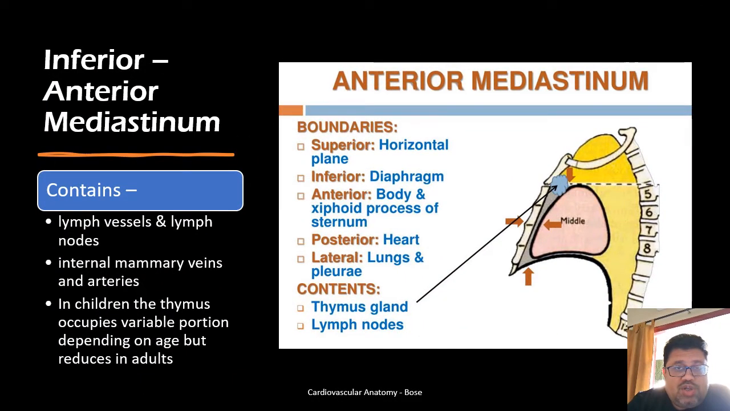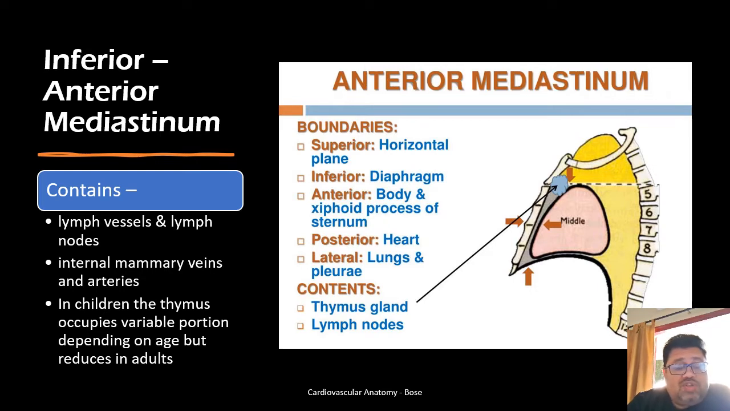As noted earlier, the inferior mediastinum is divided into anterior, middle, and posterior mediastinums. The anterior mediastinum contains lymph vessels and lymph nodes, the internal mammary veins and arteries, and in children it may also have the thymus, which actually has a variable position depending on age.